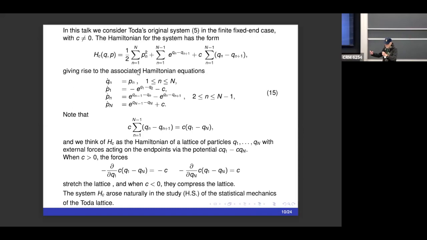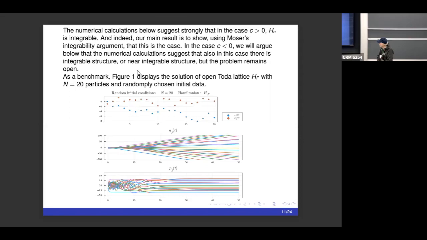And this particular Hamiltonian arose naturally in the study of Herbert Spohn for the statistical mechanics of the Toda lattice, a subject which he's been working on a lot recently. So the numerical calculations below suggest strongly that in the case when C is positive, HC is integrable. And indeed, our main result is to show, using Moser's integrability argument, the duck argument, that in this case, when C is positive, it actually is integrable.